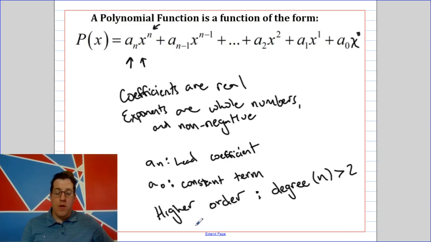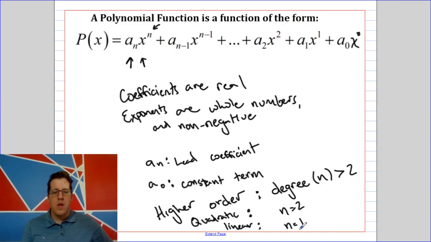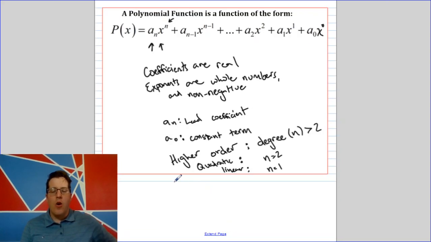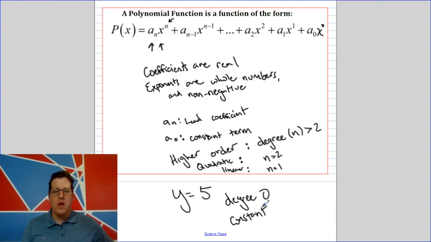Something with a degree of 2 is called quadratic. Something with a degree of 1 is called linear. And if all you have is something like y equals 5, then that would have a degree of 0, and it would be a constant function. Each term can be referred to by its type. So the x term would be the linear term. The term that has no variable would be the constant term. The x squared term would be the quadratic term, and so on and so forth.